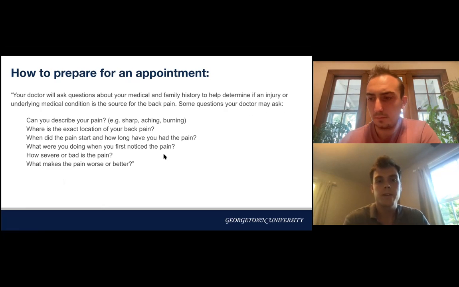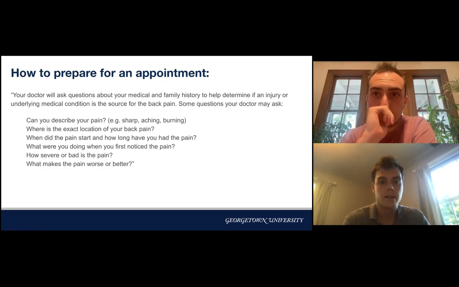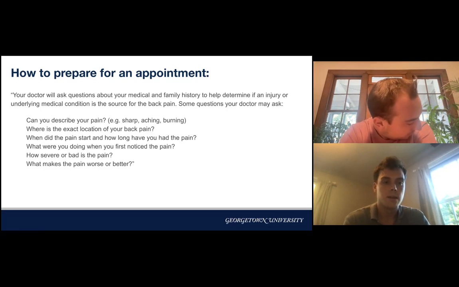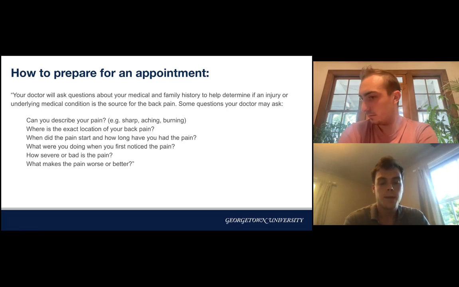So if you think your back pain has gotten to a point where you need to prepare for an appointment, this is what an appointment might look like. Your doctor will ask you questions about your medical and family history, and they're just doing this to help determine if an injury or underlying medical condition is the source of your back pain. Some other questions that the doctor might ask could be, can you describe your pain? So here you would say, oh, it's really sharp, or it's more of an achy, burning feeling, and you would describe it. They would ask you where the location of your back pain is.